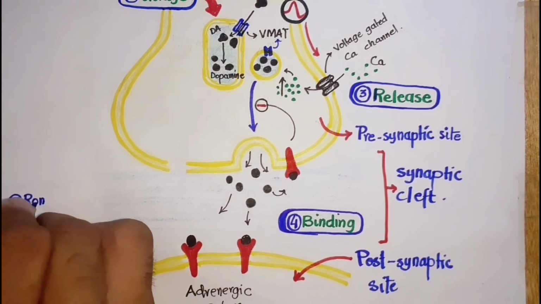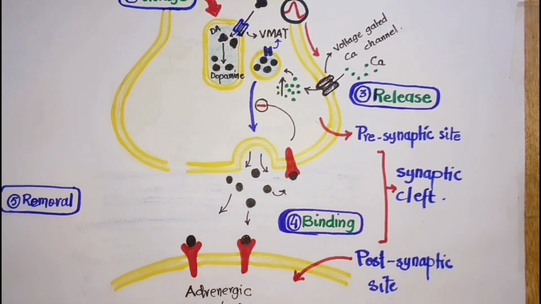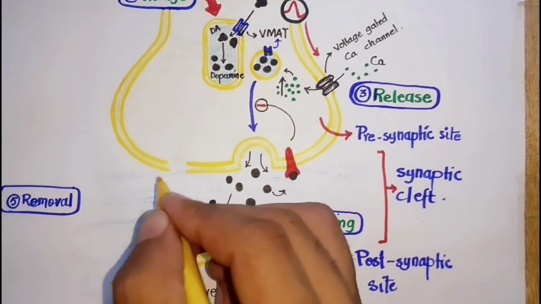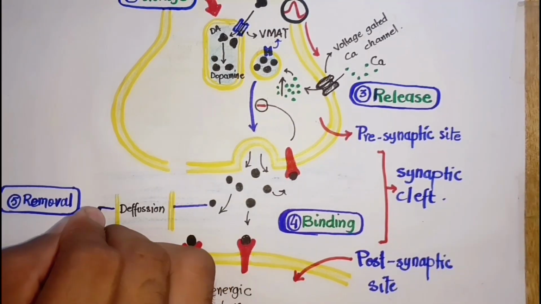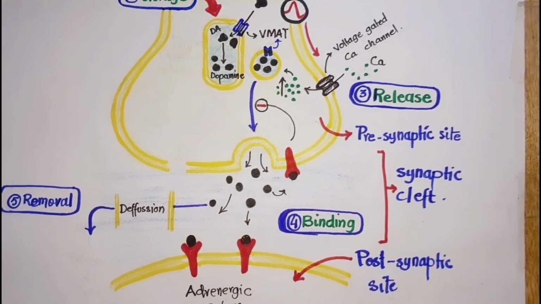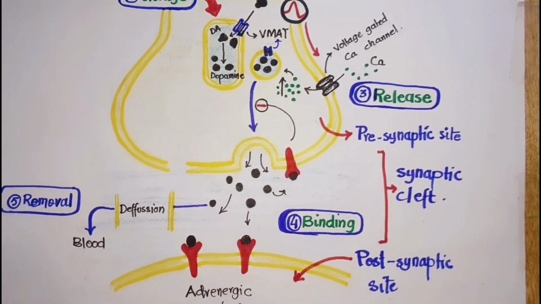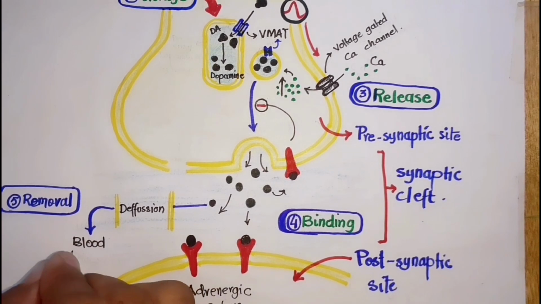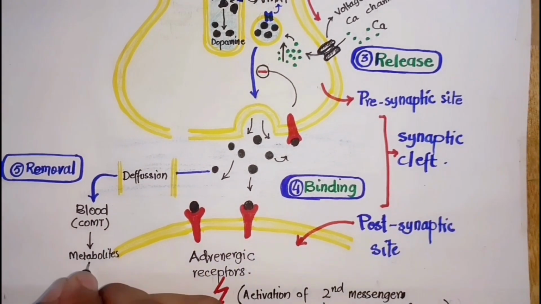And the last step is the removal of norepinephrine. Norepinephrine action is terminated either by simple diffusion of norepinephrine away from the receptor site into the blood, followed by metabolism in plasma or liver by enzymes like catechol-O-methyltransferase, and the metabolites are excreted in urine.